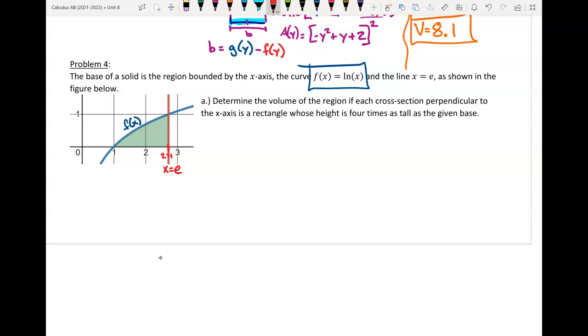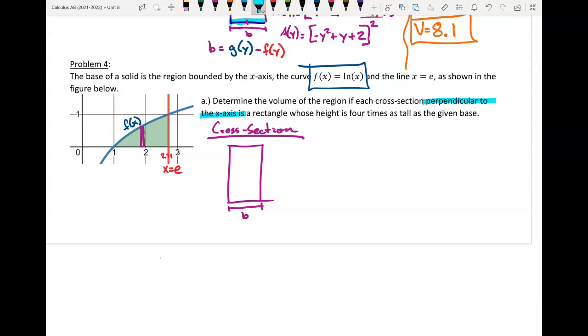Determine the volume of the region if each cross-section perpendicular to the x-axis. Again, it's important: what are we perpendicular to? Is a rectangle whose height is 4 times as tall as the given base. All right, so let's go ahead and draw that cross-section. My cross-section is going that way. It is perpendicular to my x-axis. So the cross-section is a nice, lovely rectangle, and this is my base.